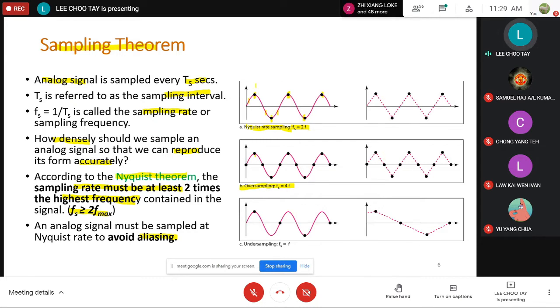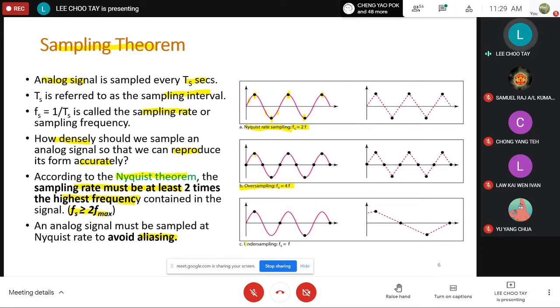Of course, this is for a single frequency signal, so there is not much difference. But for a signal that consists of many frequency components, a bit of oversampling will actually be helpful in creating a more accurate signal. And we'll see it later on.